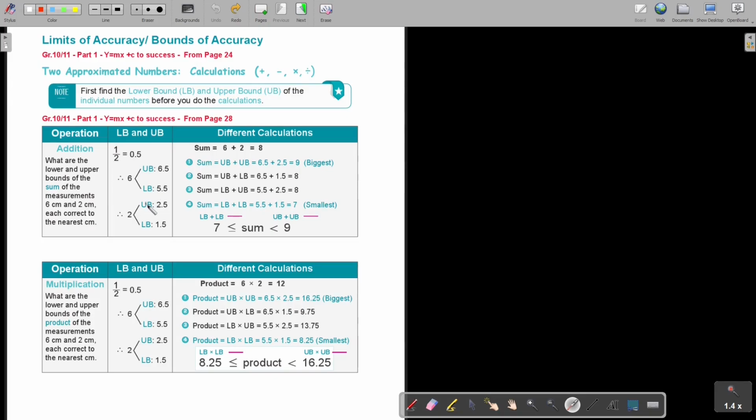Now you start playing around with the numbers. So if you say upper plus upper, you get 9. And if you say upper plus this lower, you get 8. Then lower plus this upper, you get 8. And if you say lower plus lower, you get 7. So to get the smallest possible one, I will go with lower, and to get the biggest possible one, I will go with upper.